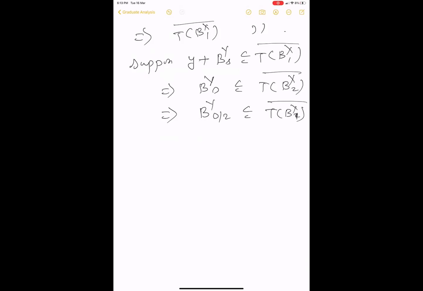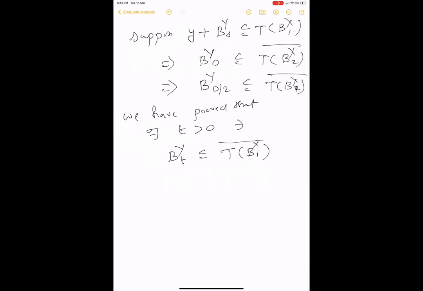Is this fine? So we have proved the following. Let me just conclude what we have proved. We have proved that there exists t greater than 0 such that B(y, t), with this t being s by 2, is contained in T of B(x, 1) quotient. But we want to prove that this B(y, t) is actually in T of B(x, 1) without the closure. That's what we want to prove.